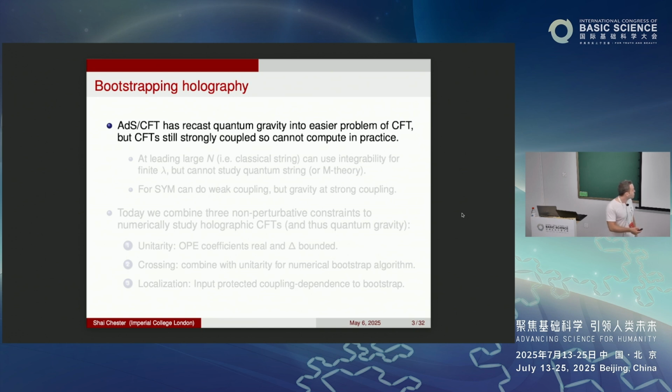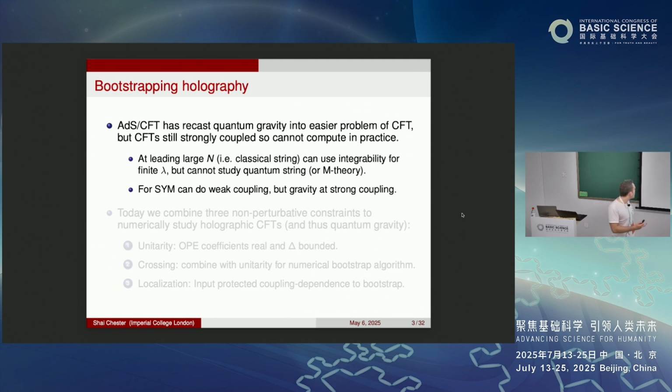There are some partial results that already exist in the literature. For instance, if you look at these CFTs when N is large, which on the string side is dual to the classical string, then there's this method called integrability, which allows you to study quantities for finite 't Hooft coupling lambda. But this method only works in the planar limit as N goes to infinity. We don't yet know how to use it for subleading orders of 1/N, and so in particular it can't be used to study the quantum string. And for the case of M theory, where the coupling is always strong, there just is no integrability, so we can't get anything from integrability in that case.